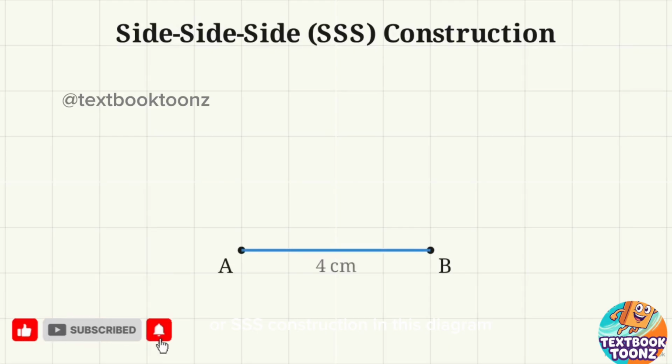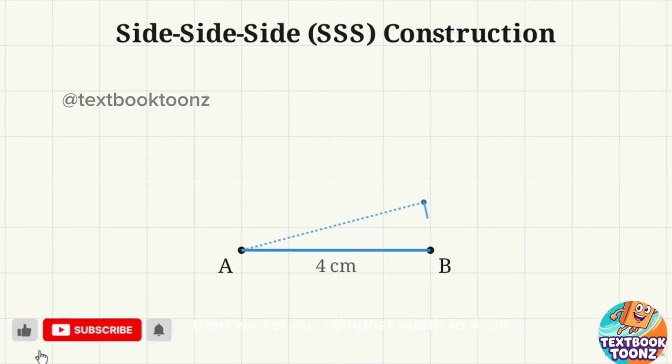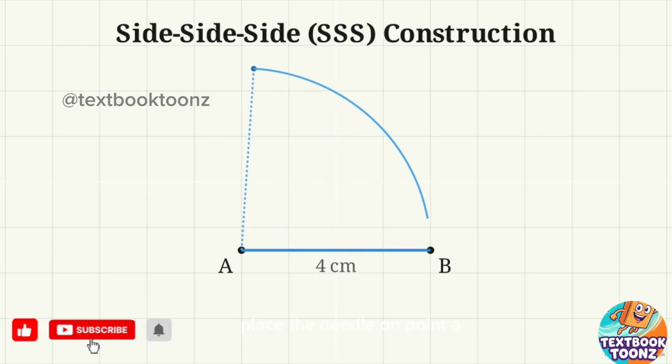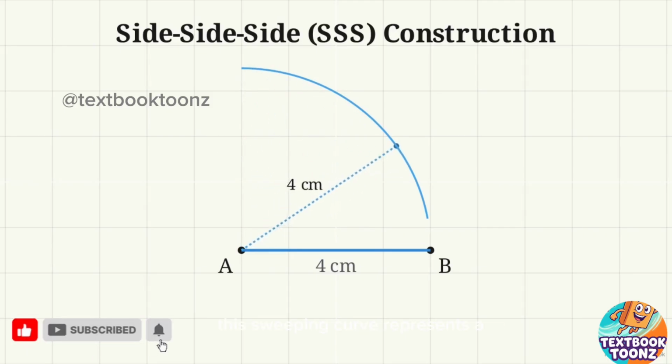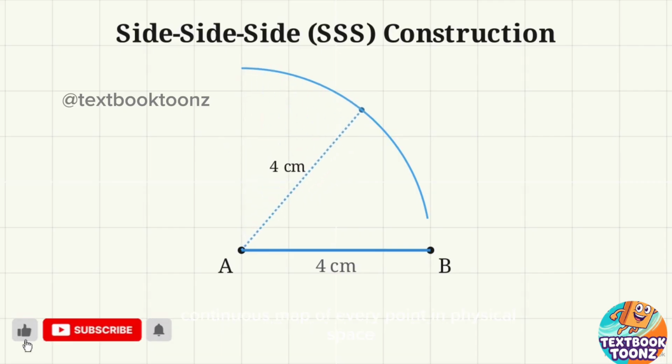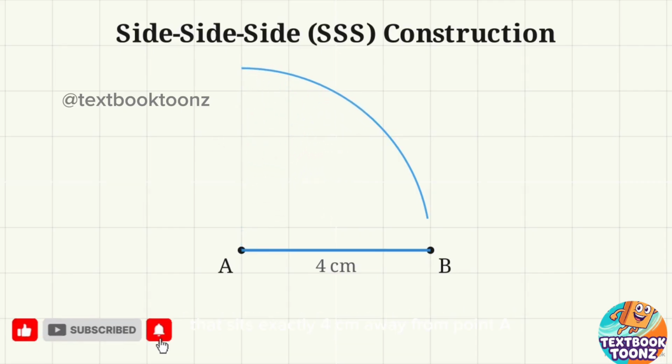In this diagram, we anchor our exact 4-centimeter base, AB. Then we set our compass width to 4 centimeters, place the needle on point A, and sweep a wide arc across the page. This sweeping curve represents a continuous map of every point in physical space that sits exactly 4 centimeters away from point A.